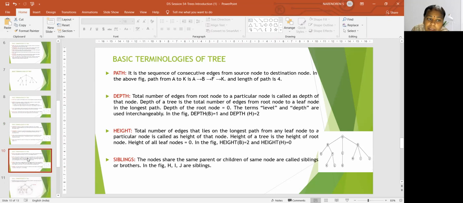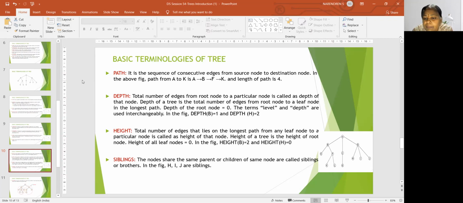Some more concepts. Path. What do you mean by the path? It is a sequence of consecutive edges from a source node to a destination node. In the above picture, we can make a path: A to B, B to F, and F to K, like that, one path. The length of the path is 4 because there are 4 nodes: 1, 2, 3, 4.